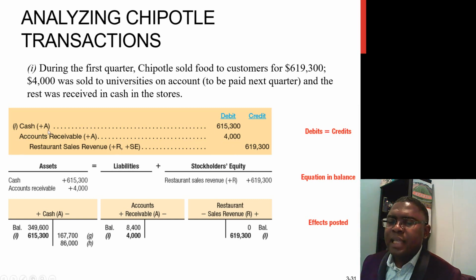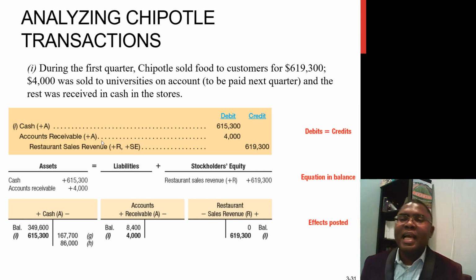So cash is an asset. Asset is increasing. It takes a debit balance. Accounts receivable is an asset. So the company has in their hands somebody promising to pay in the future. So it has future benefits. So accounts receivable is an asset. Asset is increasing. It takes a debit balance.